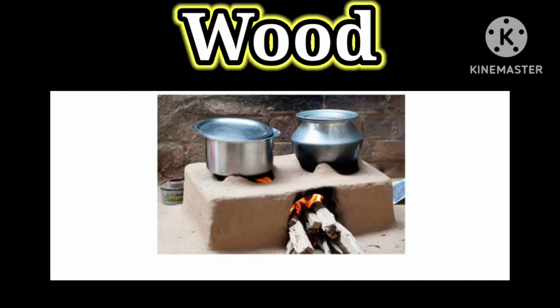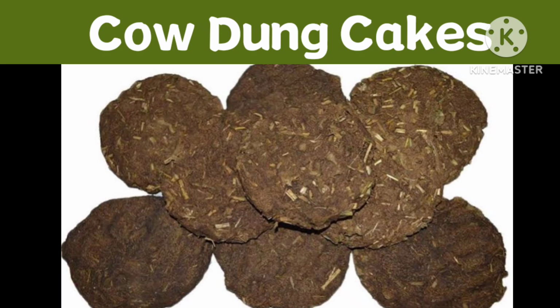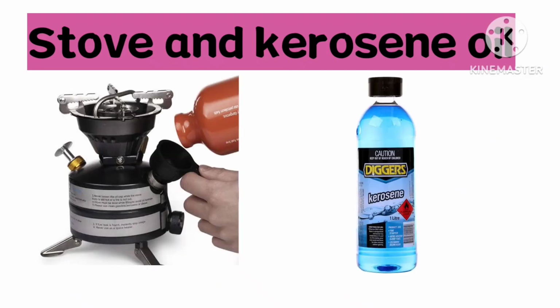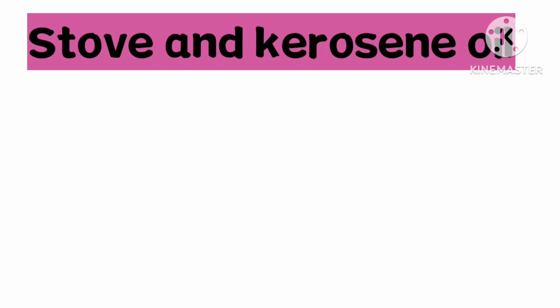Students, here we will discuss how burning in a chemical reaction is very useful for us. You can see in this picture, wood is used for cooking purpose. Here wood is used as a source of fuel, which we utilize for different purposes. Next is cow dung cakes used as a fuel. Next is stove and kerosene oil, where kerosene oil is used as a fuel.